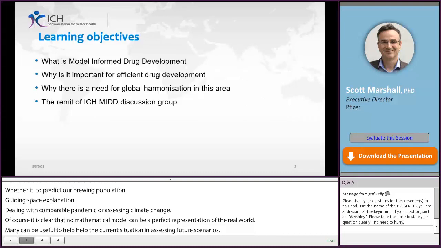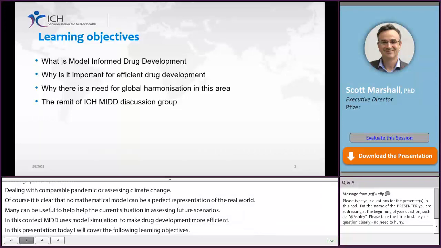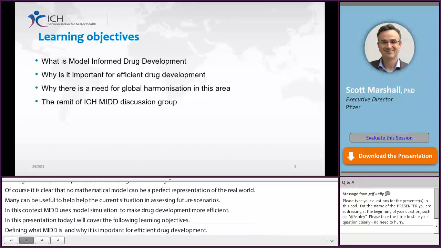In this presentation today, I'll cover the following learning objectives. I'd like to inform you what modelling informed drug development is, why it's important for efficient drug development, why there's a need for global harmonisation in this area, and therefore the remit of the ICH MIDD discussion group.